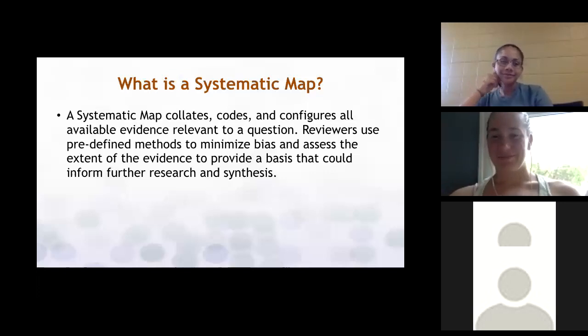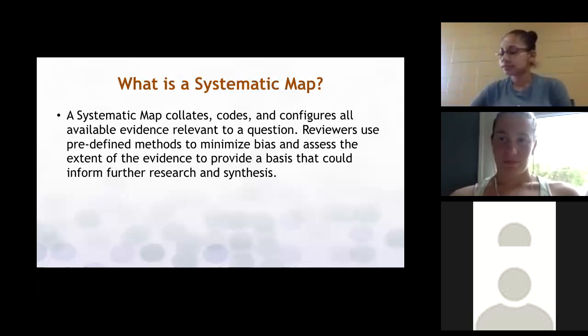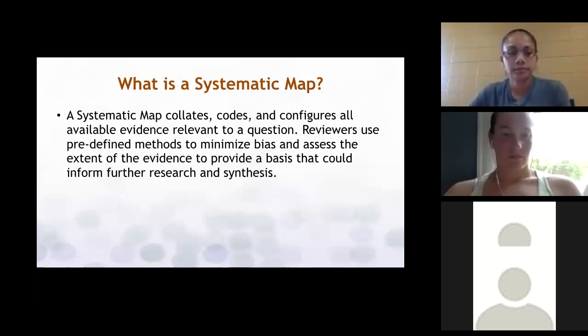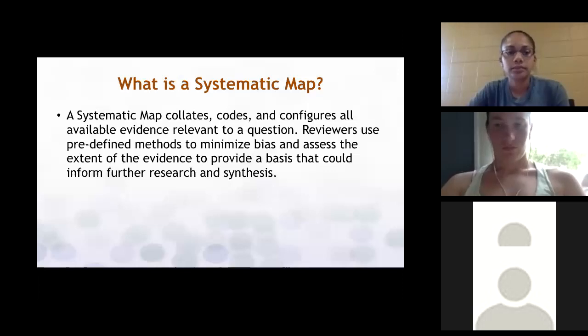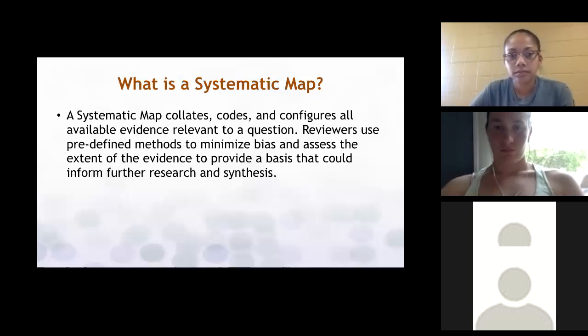Okay, cool. All right. So a systematic map is trying to collate, to gather together, all the available evidence relevant to a question, and then code that information and configure it in a way that starts to identify the state and distribution of evidence. Both systematic maps and systematic reviews use a predefined protocol that details methodology in order to minimize bias. So you can run that by other people and say, are we doing this right? Have we captured the full scale of information? Or are we missing a whole section or whole concept?